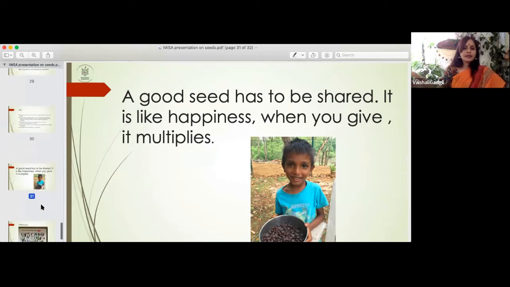And it starts with the children. A good seed has to be shared. It is like happiness. When you give, it just multiplies.